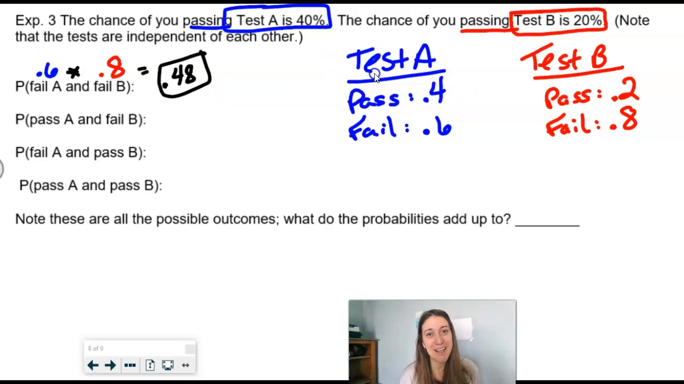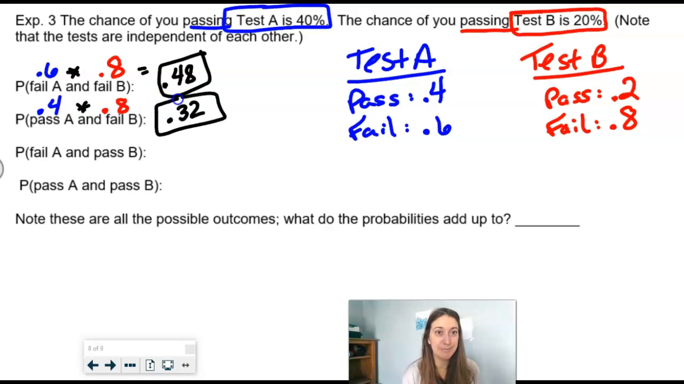All right, so then passing A would be 0.4, and then failing B would be 0.8, and if we were to multiply these together, we would get 0.32, like 32%. Okay. What about failing A? So that would be a 0.6, but passing B, that would be a 0.2.